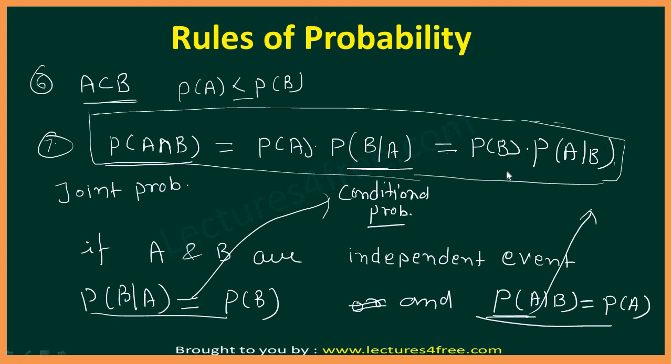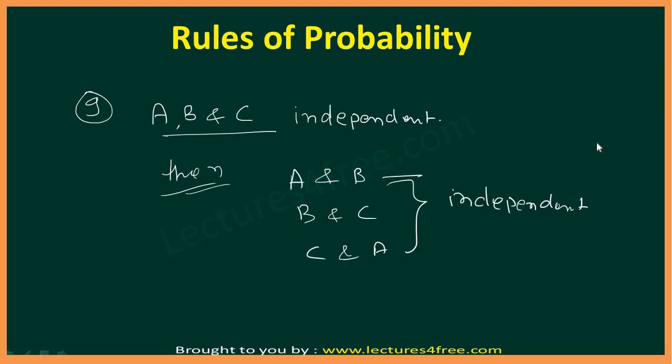So let's apply this formula. Probability of A intersection B will be probability of B multiplied by probability of A given B. Whenever I say and, it means multiply. Whenever I say or, we have to add the things. Whenever I say and, we have to multiply the things.